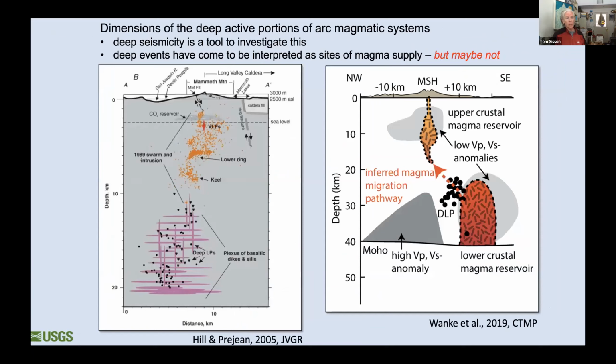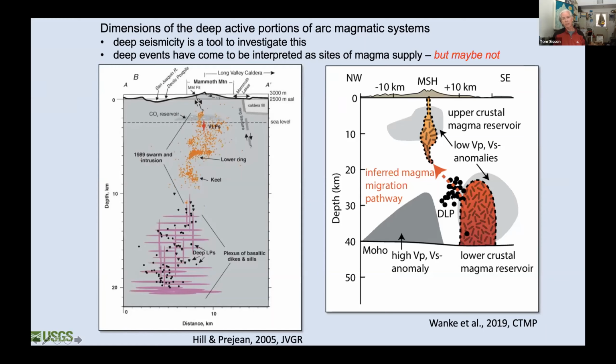Now, something I'm working on right now with John Power and Matt Haney at the Alaska Volcano Observatory is reinterpreting deep crustal seismicity in arc magmatic systems to see if we can start coming up with some independent evidence for the dimensions of the active portions in the deep crust. So the deep seismicity has characteristically been interpreted as pathways of magma feeding.